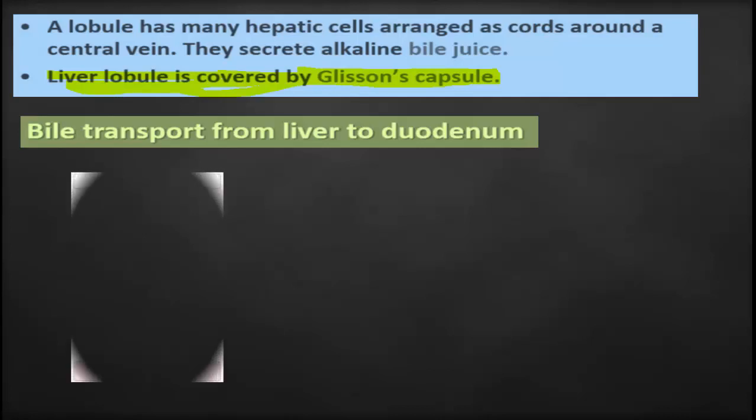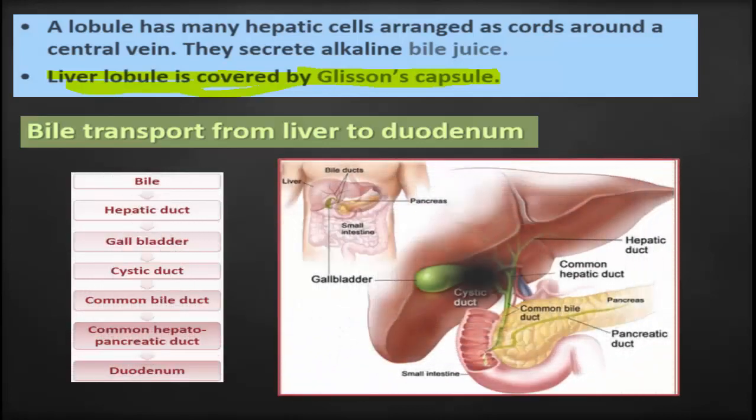How exactly it is transported, and this is the image to show the clear arrangement of all the ducts along with liver and pancreas, and bile juice is stored inside the gallbladder. This is how it is located within the body and it is attached to the duodenum. This is the duodenum part of small intestine, which receives the duct of liver as well as pancreas. So have a look. What is the path for the transport of bile from liver to the duodenum?